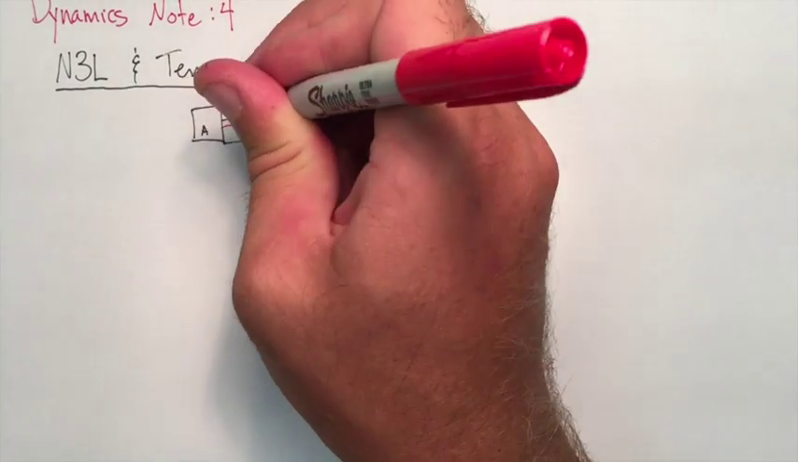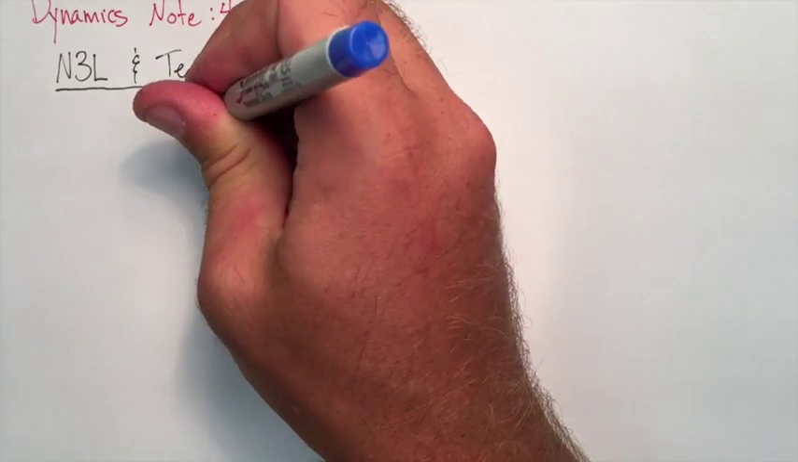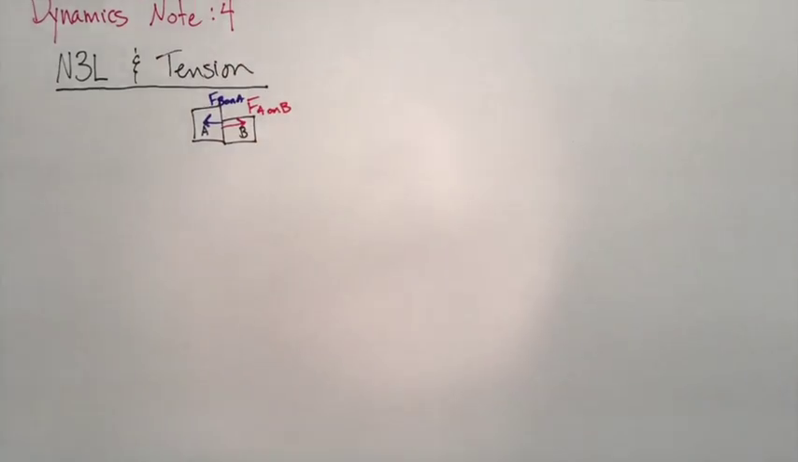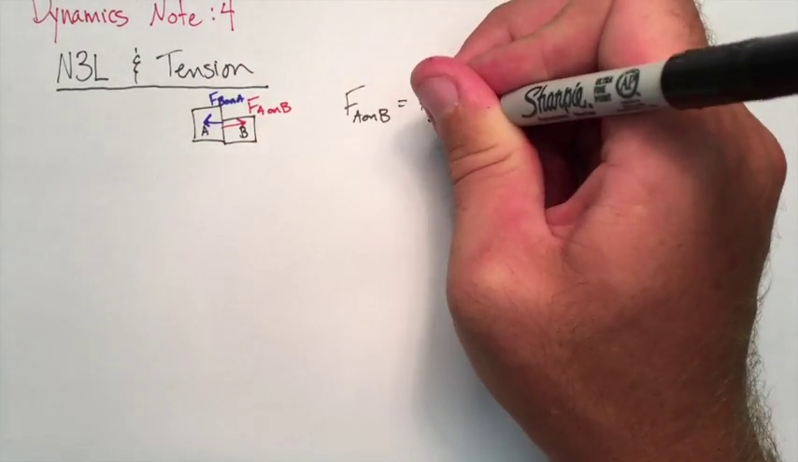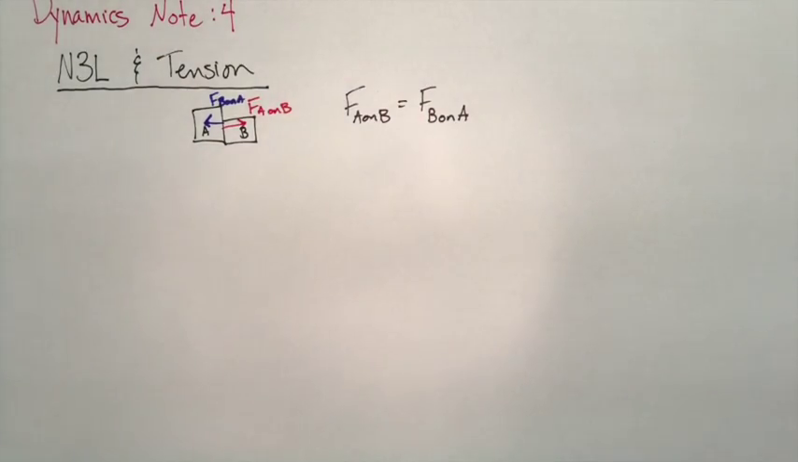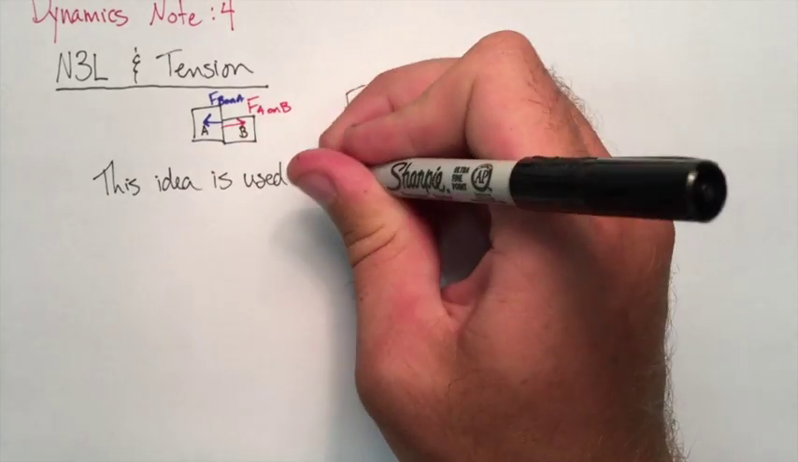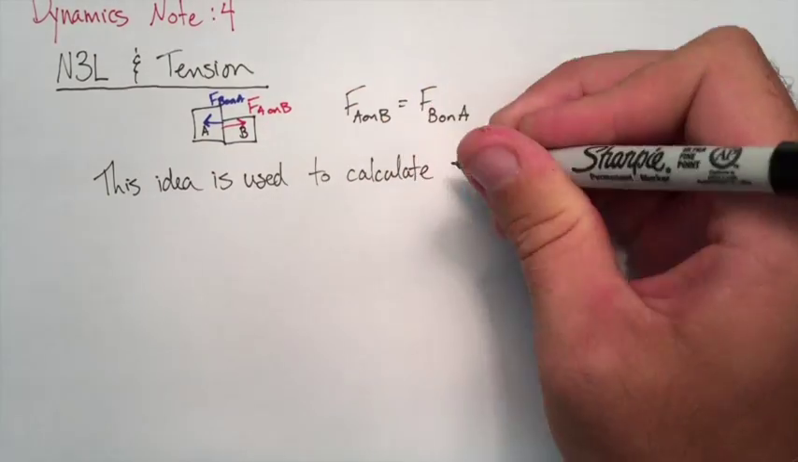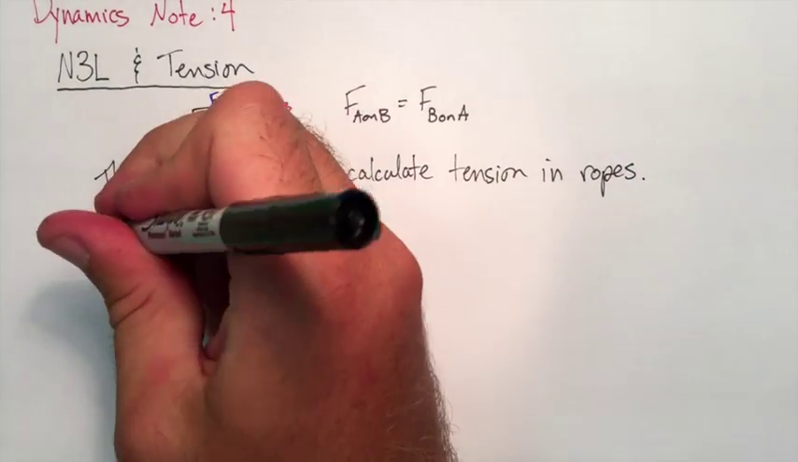Newton's third law basically means that if we have two objects, and if object A puts a force on object B, then object B will put an equal and opposite force back on object A. So that's what we can write here: F_A on B equals F_B on A. This is the idea we use when we calculate tension in ropes. This is where the tension comes from, as the ropes are attached to a wall.